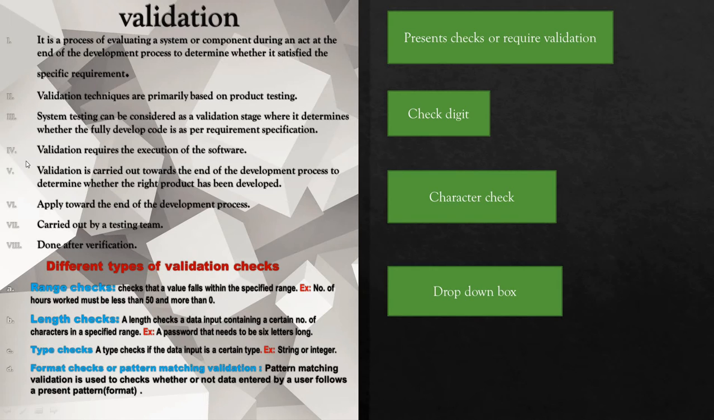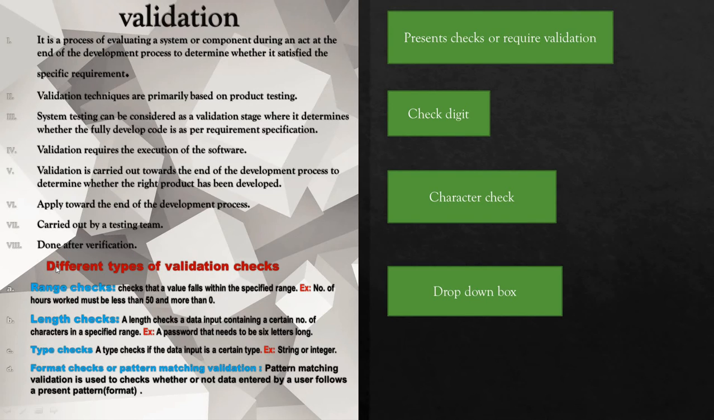Fourth point, validation requires the execution of the software. Fifth point, validation is carried out towards the end of the development process to determine whether the right product has been developed. Sixth point, applied toward the end of the development process. Seventh point, carried out by a testing team. Eighth point, done after verification.